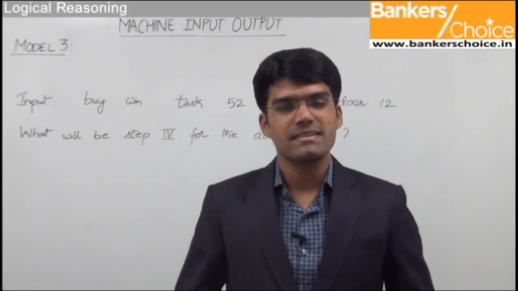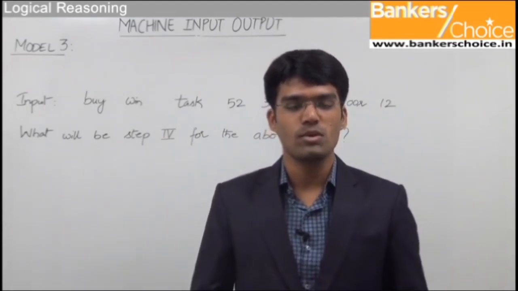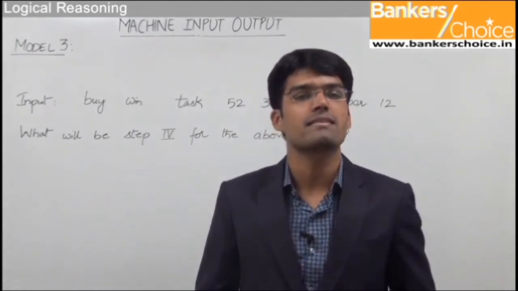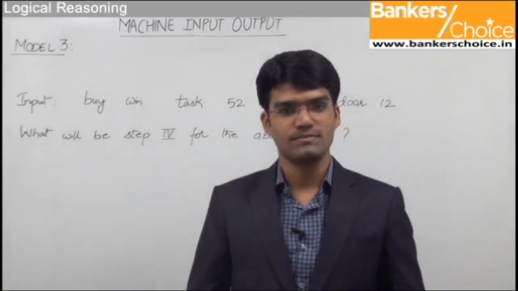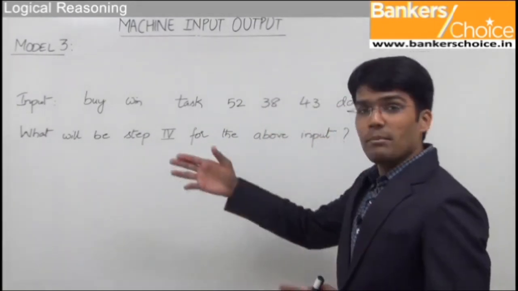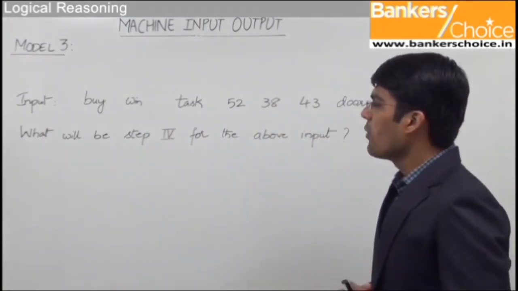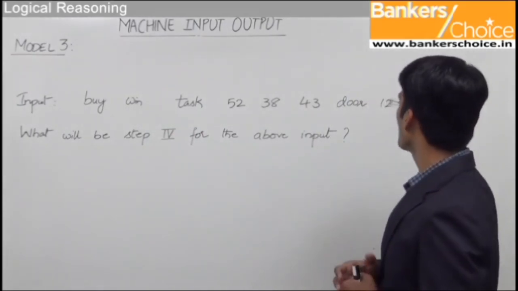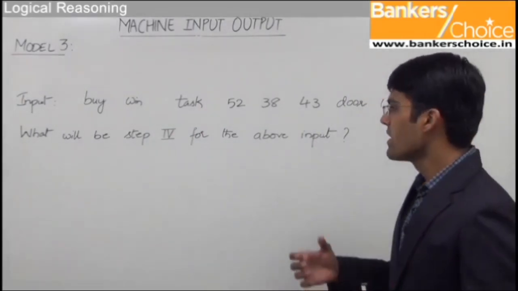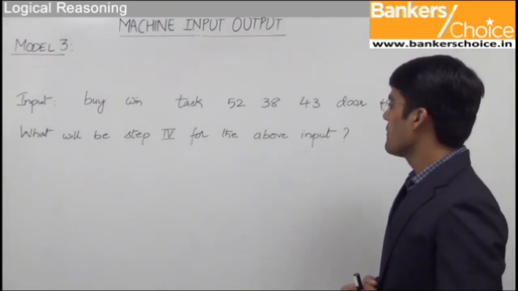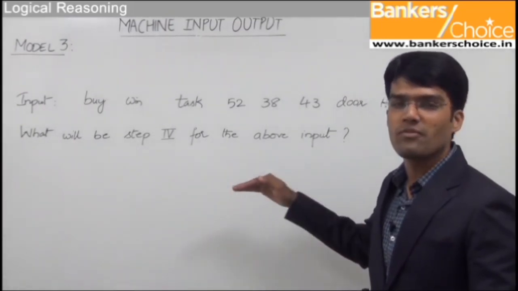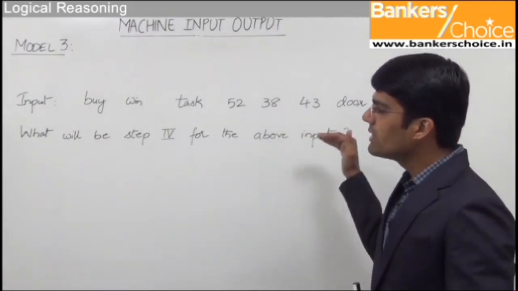Let us now discuss the third model from machine input output, where we are supposed to find out what exactly a particular step is for the given input. For example, the input here is buy, win, task, 52, 38, 43, door, 12. And the question is, what will be step 4 for the above input? That means we need to find out what step 4 would look like when you do the arrangement for this given input.